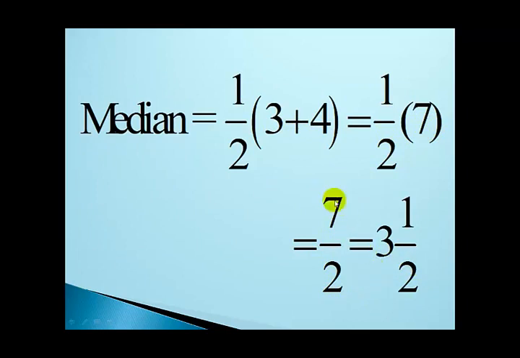So 7 over 2 is an improper fraction. Converting this to a mixed fraction, 2 goes into 7 3 times and the remainder is 1 over the denominator. So 7 over 2 is equal to 3 whole number 1 over 2. So that is how we find the median when the number n is even.